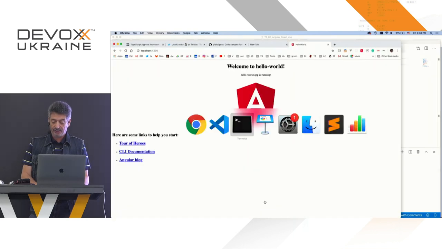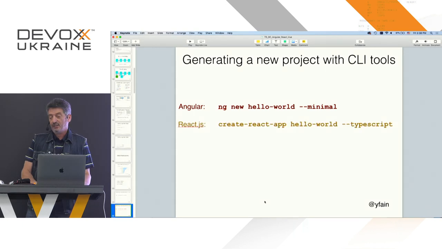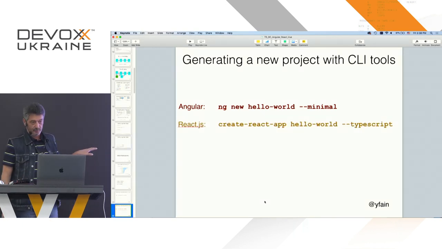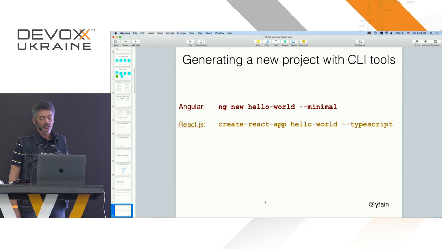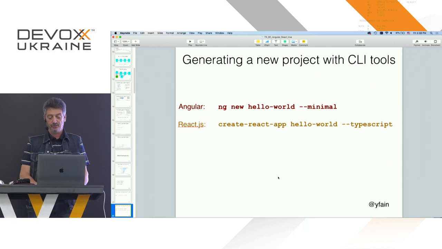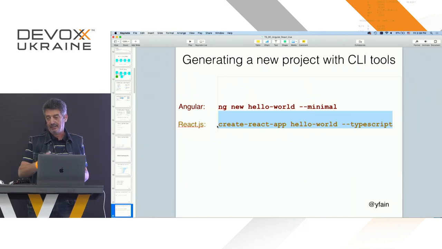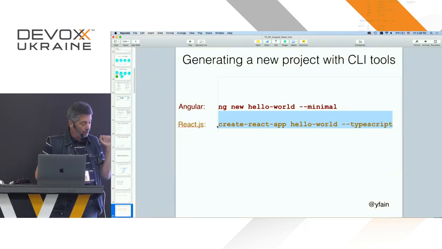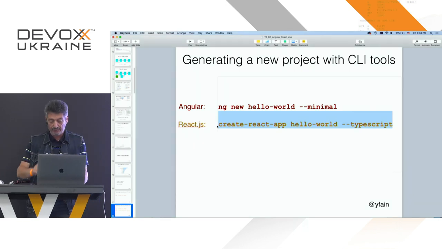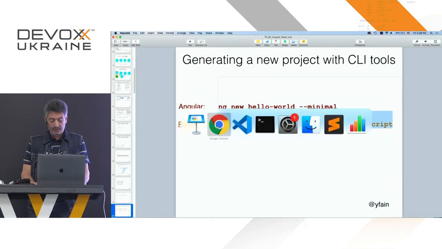And let's move on with the slides. Now let's take a look at the React.js library. They also did the same thing. They give you this CLI tool, which is called Create React App. Of course, they did not originally think of TypeScript, but later on they added this option, --template typescript, so they will generate your project with TypeScript.